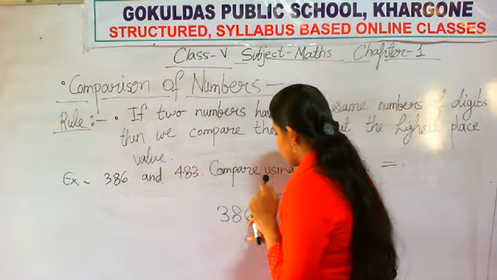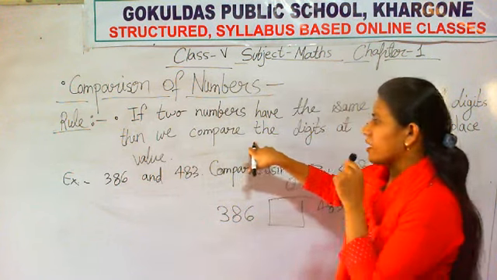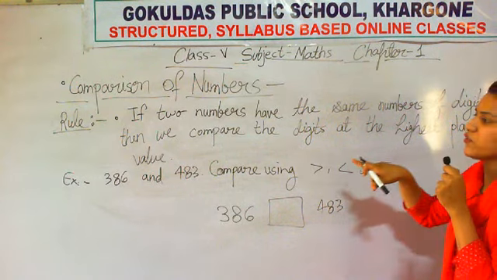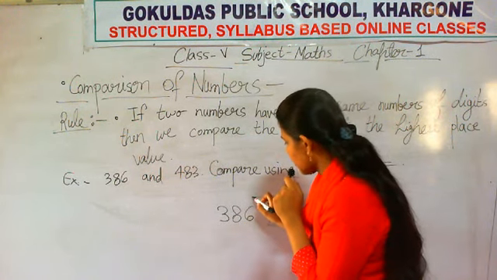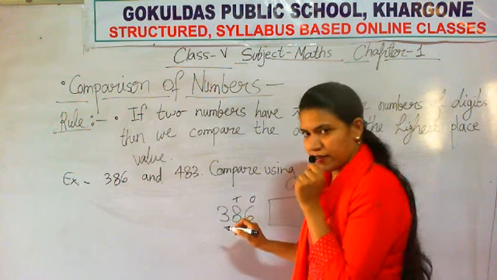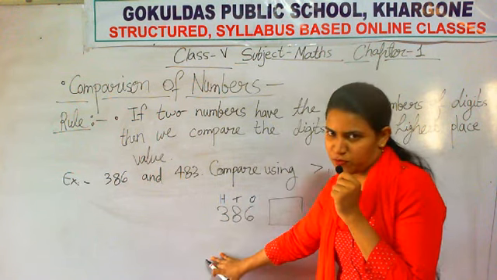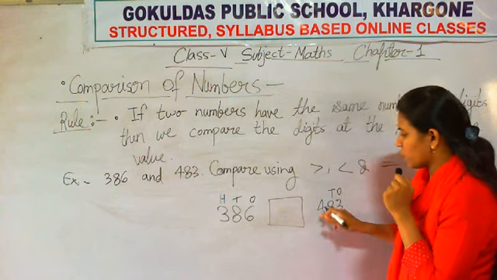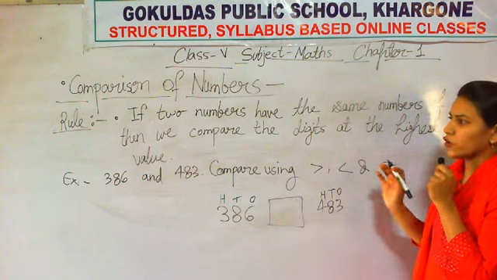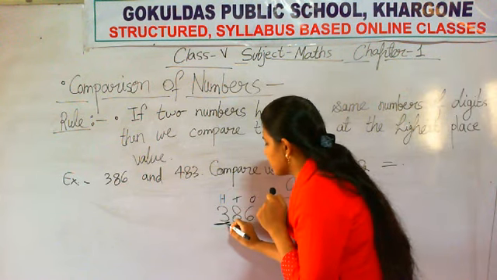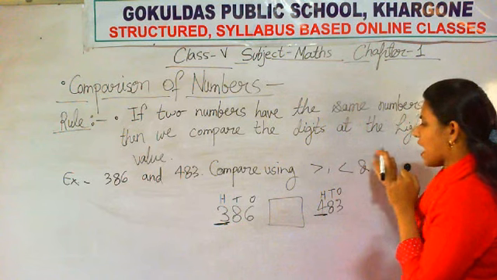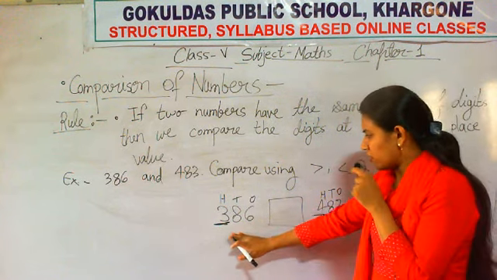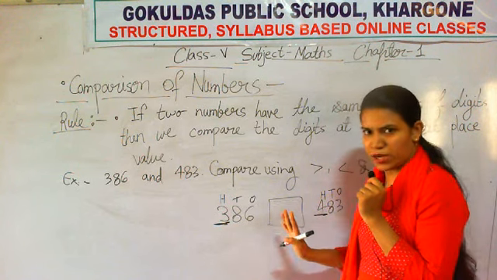For doing this, we will compare according to the rule: we compare the digits at the highest place values. So here 6 is at ones, 8 is at tens and 3 is at hundreds place. And here 3 is at ones place, 8 is at tens place and 4 is at hundreds place. Now you will compare the highest place value of both the numbers. Here you can see that both the numbers have 3 digits, so the first comparison is done.